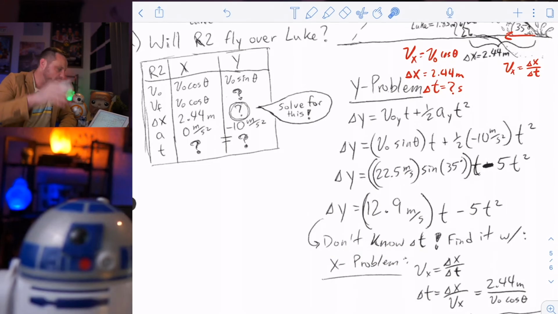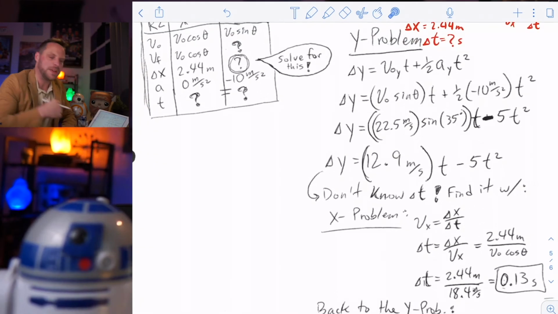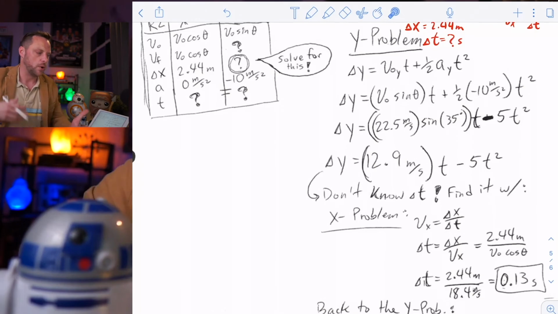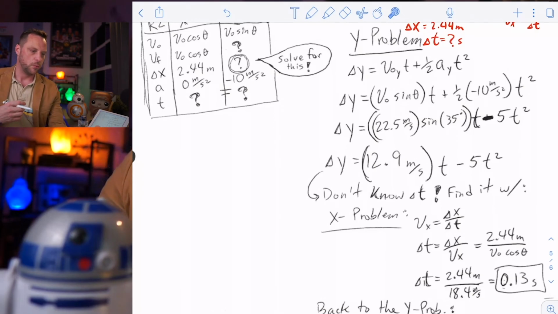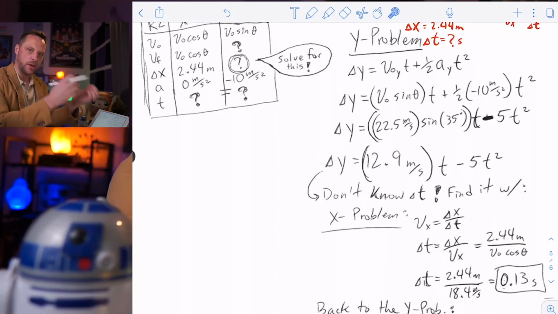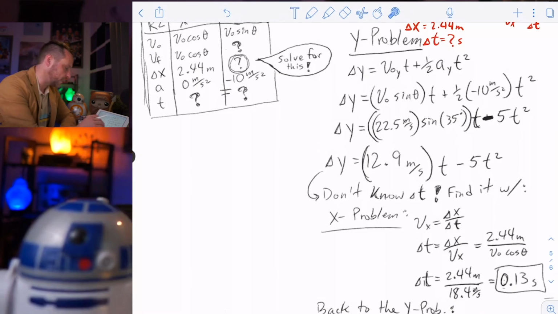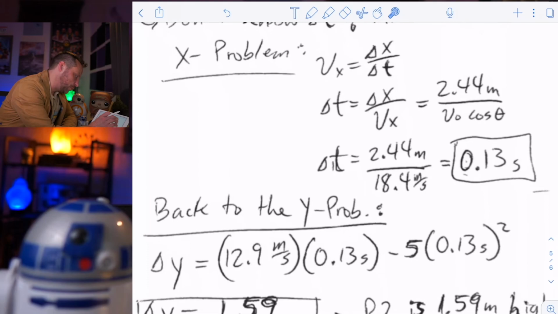Aha! But remember up here where I was like, is this an x problem? Well, I could solve it. I could find t with the x. So we're going to be tenacious. We're going to be aggressive. We're not going to quit. We're going to have endurance, and we're going to go find t with an x problem. Then we're going to come back to the vertical and plug t in and get our answer. And that's what you do, people. That's a twofer, a two-parter. First part is go find t.